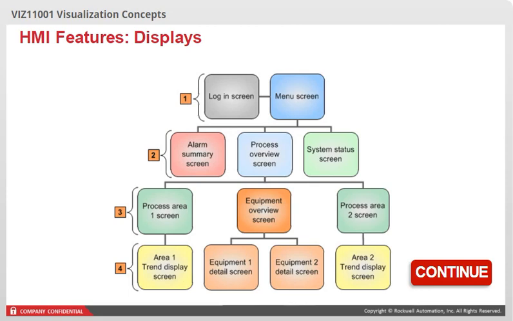Now that we have a better understanding of the general types of visualization in manufacturing, let's explore some of the typical features of an HMI, starting with the most basic features, displays and objects.